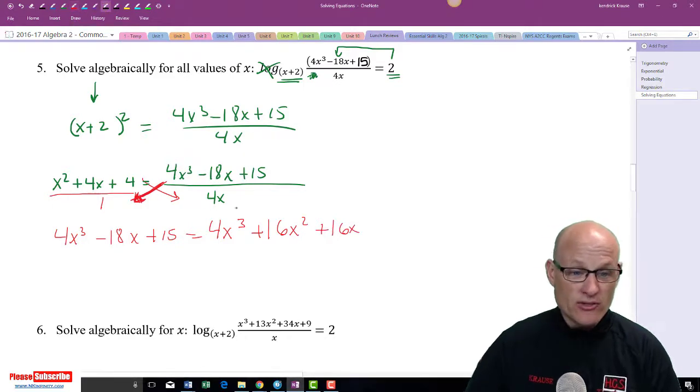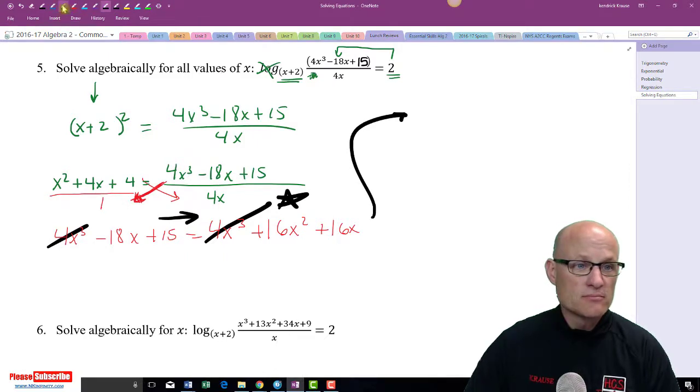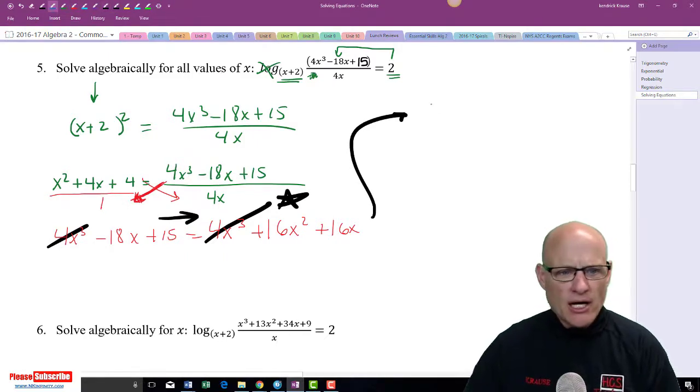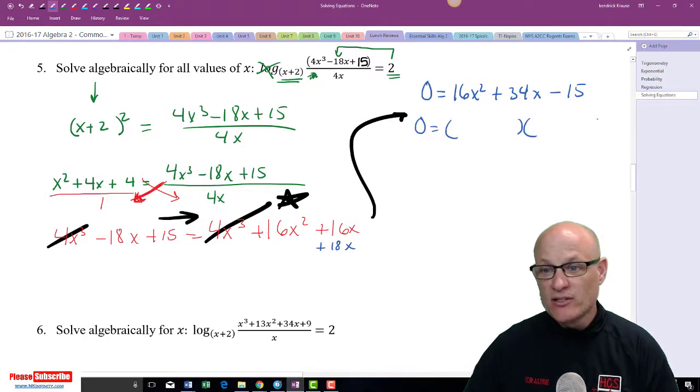Well, now the good news is the cubes go. That one and that one go. They're the same thing. Now, since my x squared is positive, and it's the big one right here, everything's going to that side. So let's go to blue. 0 is equal to 16x squared. If I add 18x here, I think I get 34, plus 34x minus 15.